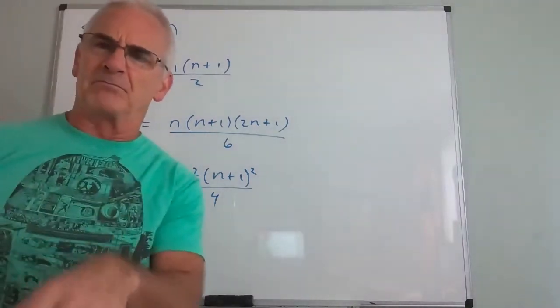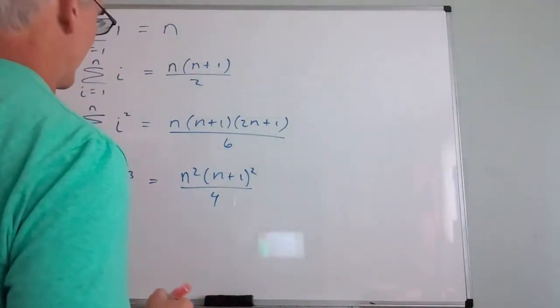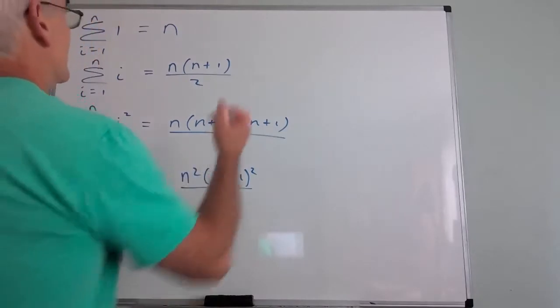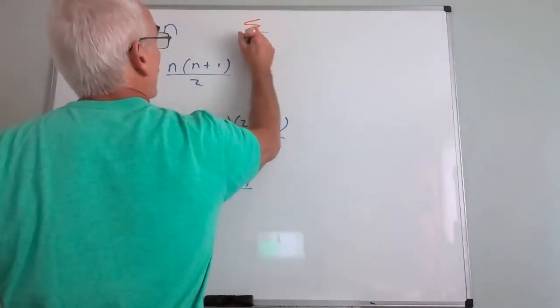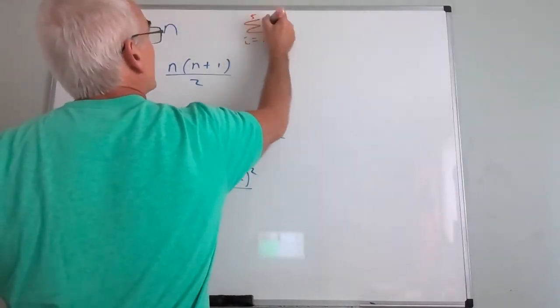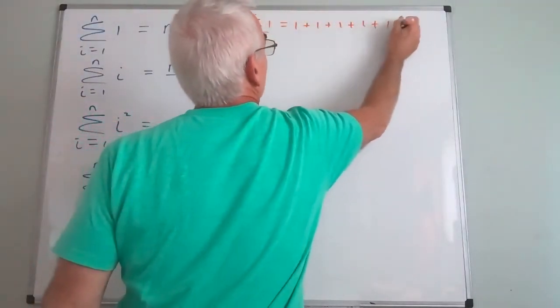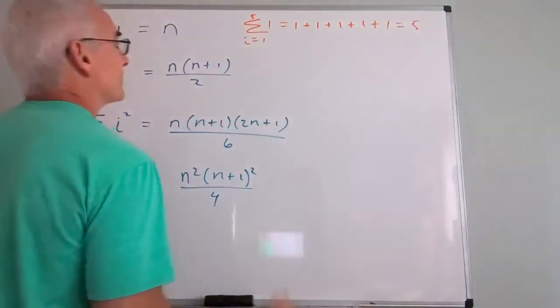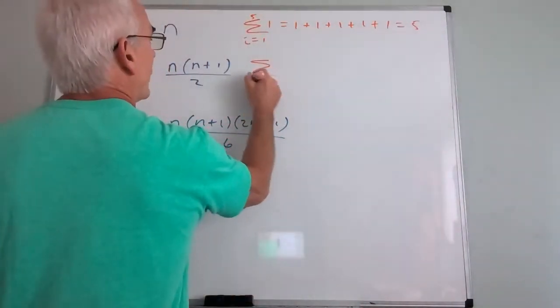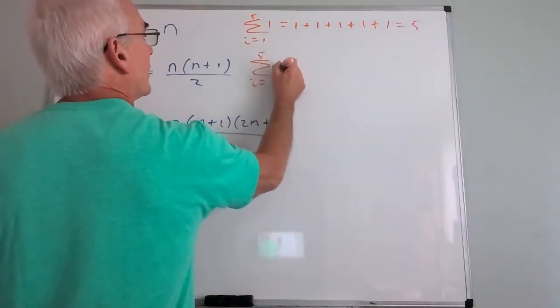So let's just take some simple numbers. Let's just say we want to add the first 5 of each of these. So in the first case, I want to go 1 to 5 of the number 1. That's 1 plus 1 plus 1 plus 1 plus 1. Well, duh, that's 5. In the second, let's say we wanted to go 1 to 5 of i.